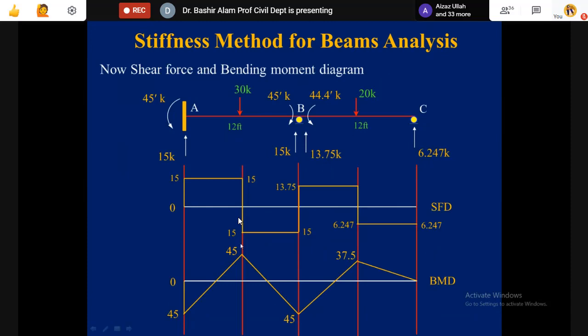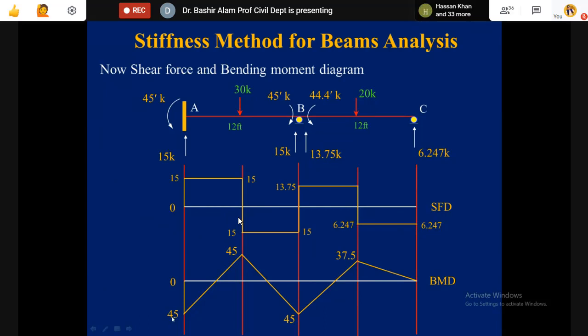After this, what we can do is draw the shear force and bending moment diagram, which is the regular business. Pointed load. So 15 was the shear here. It is constant because we don't have any load. Because of this 30, it is coming to minus 15 now. Again, no load, so constant. Because of this, this 15 is now coming to 13.75. Again, no loads, constant. And because of 6.24, it is coming here now. This is now the complete shear force diagram.